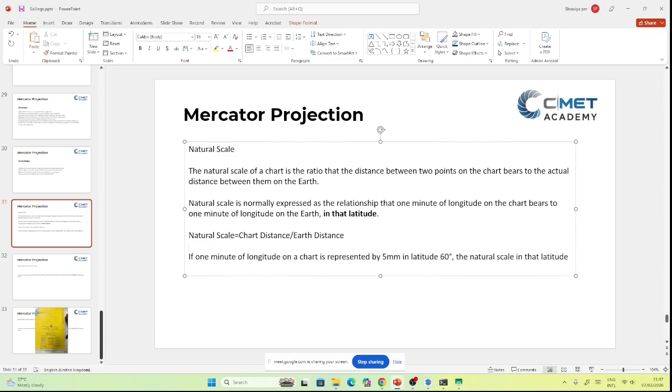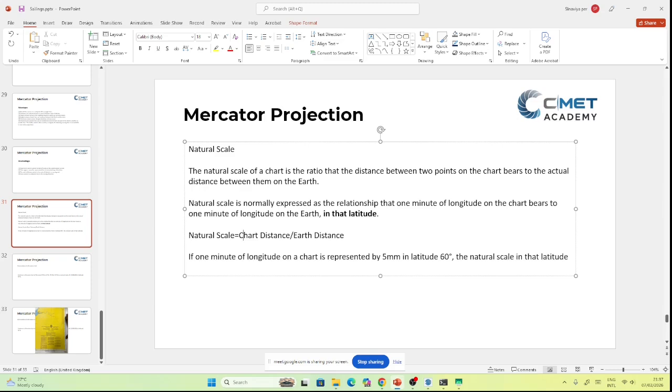But in simple terms, natural scale is equal to chart distance divided by earth distance. Okay, are you clear? Right? Just remember this one. Natural scale equals chart distance divided by earth distance. What is that? Chart distance divided by earth distance in that latitude. Okay, are we clear?